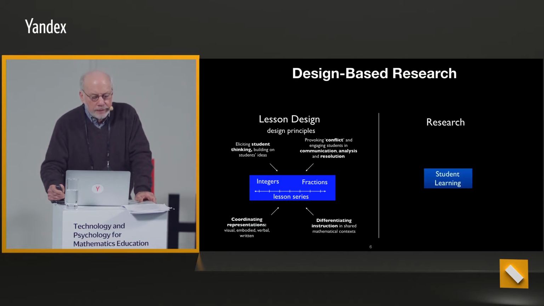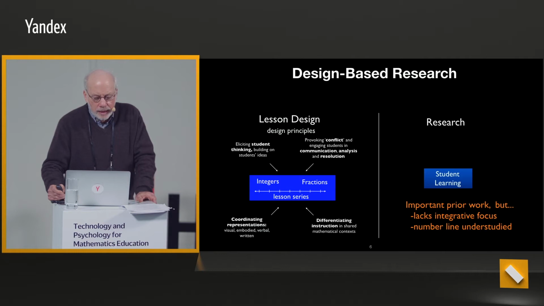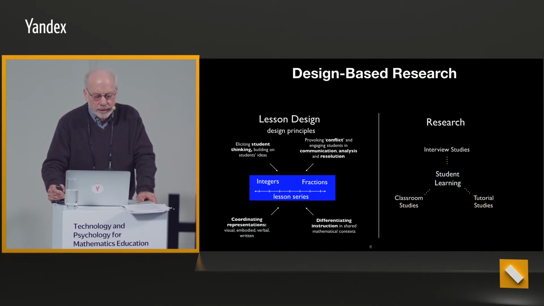The research strand focuses on student learning, with a particular concern for integers and fractions as represented on number lines. There's certainly important work that's been done on rational number, but in general, it lacks an integrative focus, using the number line as a key representation. The number line is simply understudied in this educational context. So there are three kinds of studies we conducted in this research program. One are interview studies, interviewing students about some key problems related to integers and fractions.